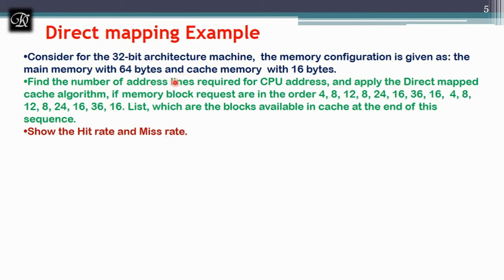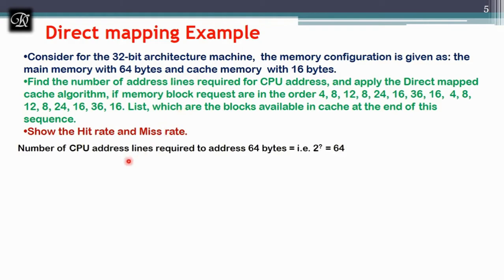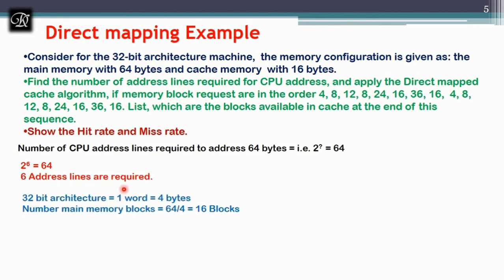Let's calculate these address lines and so on. The number of address lines required to address 64 bytes is 6, since 2 to the power of 6 is 64. We are having a 32-bit architecture, which means one word is 4 bytes. We have seen this from the first module. Because we are taking a 32-bit architecture, the word size is 32 bits, which is nothing but 4 bytes. When I divide 64 by the word size of 4, I get 16 blocks. It means my main memory has 16 blocks.